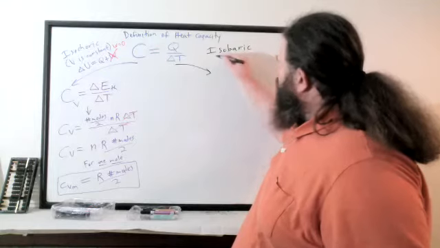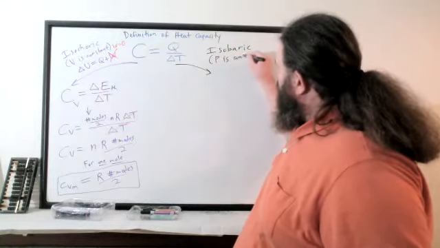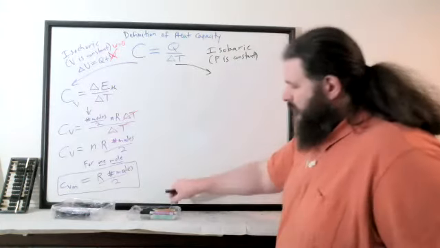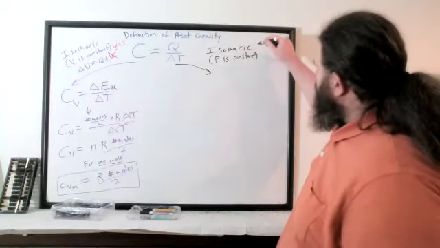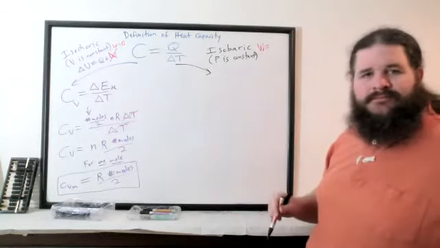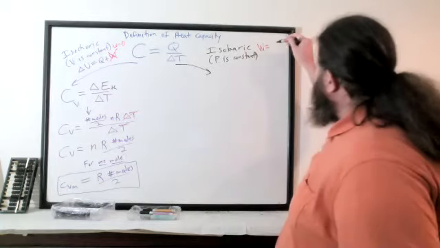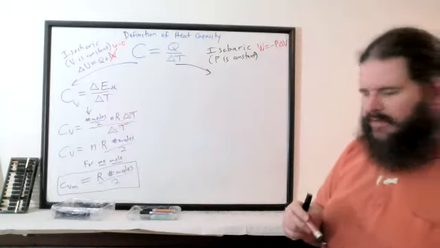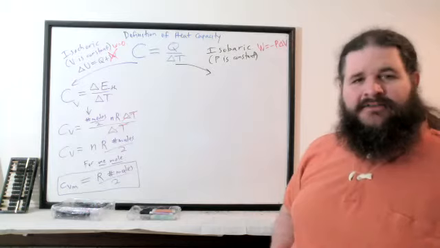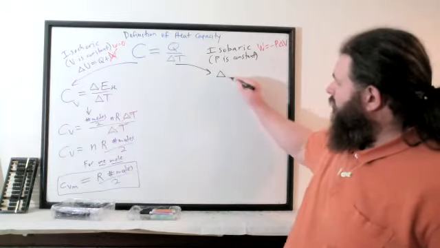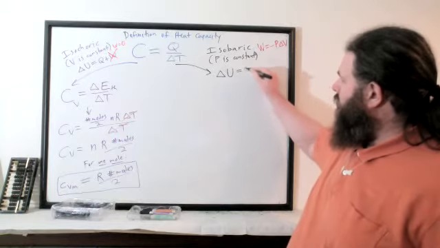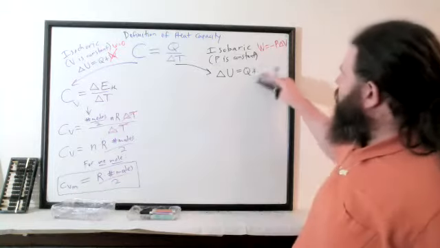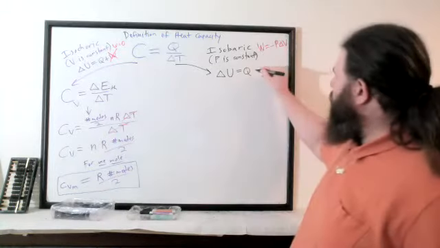Isobaric, so pressure is constant. And in that case, if pressure is constant, what's our formula for work? Yeah, P delta V. And also because of the direction, there's going to be a negative associated with it as well. So work is negative P delta V. If we now write out our first law of thermodynamics, delta U equals heat plus work, we can now replace work with negative P delta V instead of replacing it with 0.